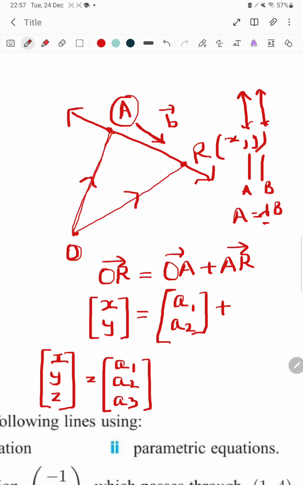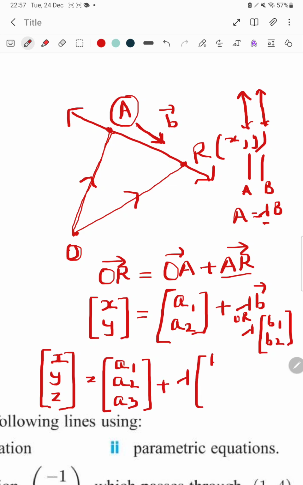Now we know the direction is given for this line, that it is parallel to the vector B. Because AR is a vector which is parallel to vector B, I can write it as lambda times B. If I am taking B in 2 dimensions, I can write it as lambda B1 and B2. Similarly, if it is in 3D, I can write lambda B1, B2 and B3. So this is the vector equation of a line in 3D, and this is the vector equation of a line in 2D.